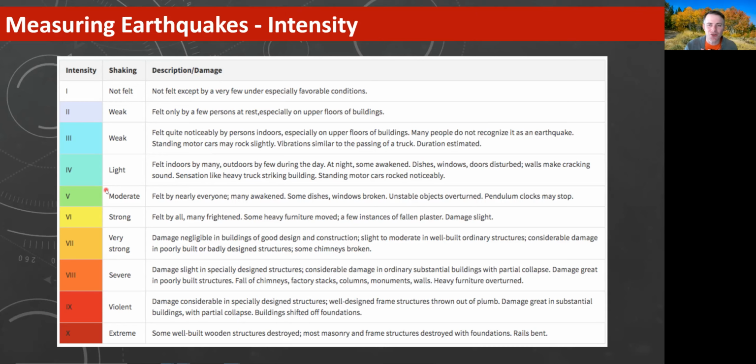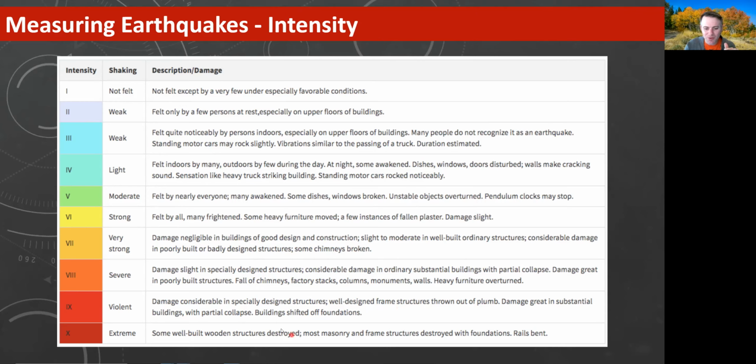For us in Turlock during the 1989 earthquake, we felt basically strong. So we were probably like a 5 or a 6, somewhere in that neighborhood in Turlock. There were some parts of the Bay Area though during that earthquake that had almost a 9. And that's because there was complete damage to some of these well-designed buildings that collapsed and fell down.